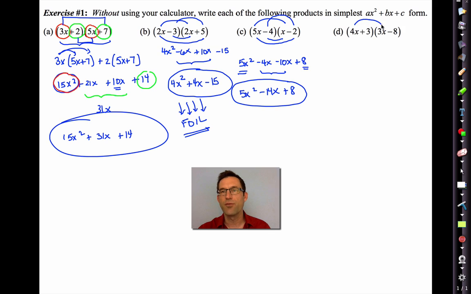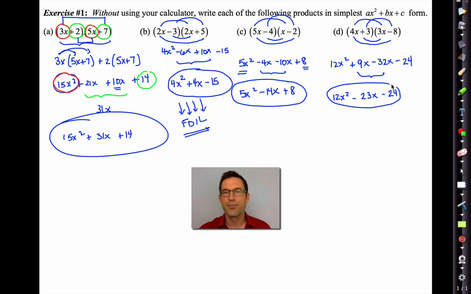Finally, let's do this one. 4x times 3x is 12x squared. 3 times 3x is a positive 9x. 4 times negative 8 is a negative 32x. And 3 times negative 8 is negative 24. Again, these two combine to give us a net negative 23x, and then minus 24.